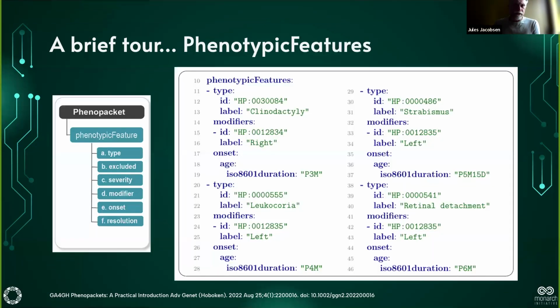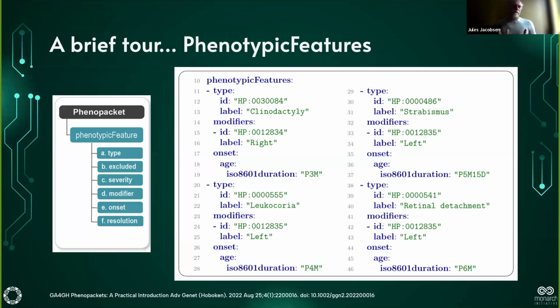So moving on from the individual, we've got the phenotypic features. Now this is the primary reason for a Phenopacket, obviously given the name. The phenotypic features themselves, as I said before, are defined in terms of ontology terms. So you can see the ID and the label. This should be fairly familiar to you guys.